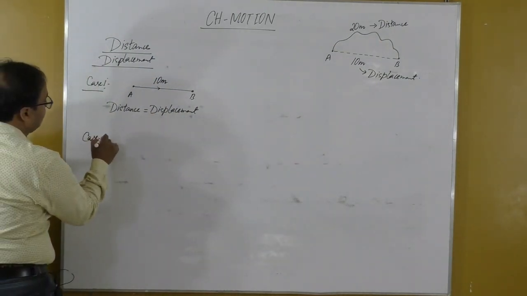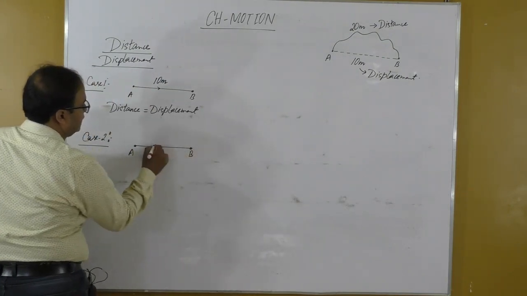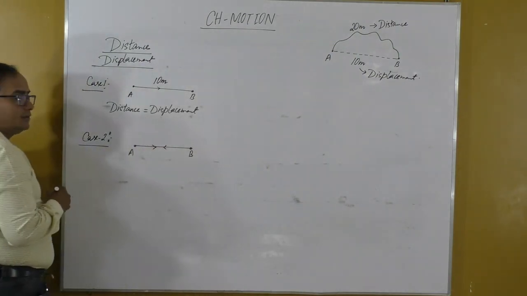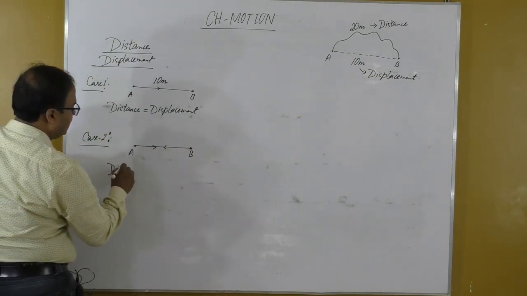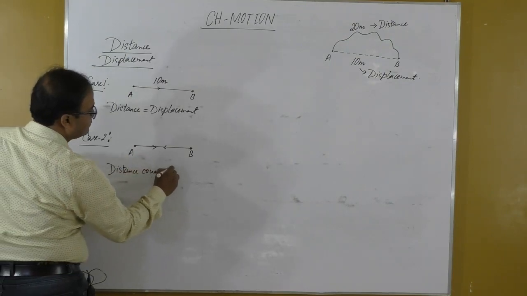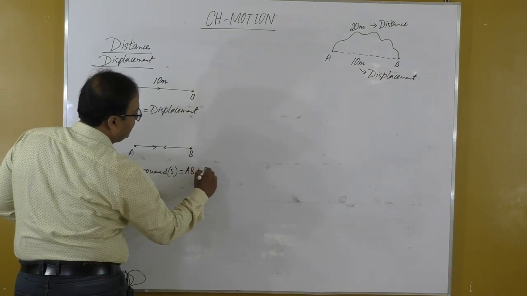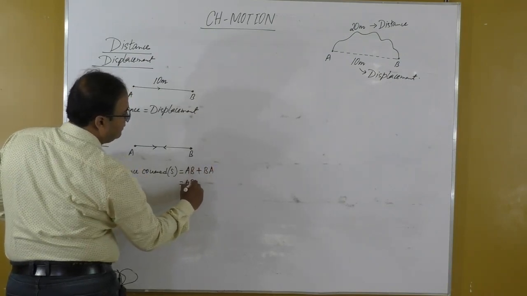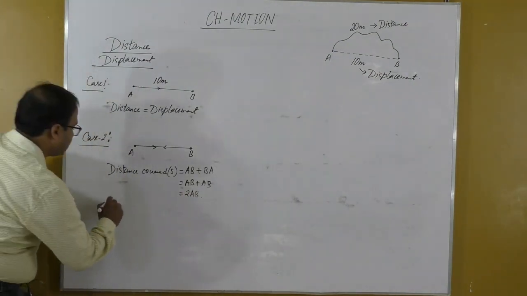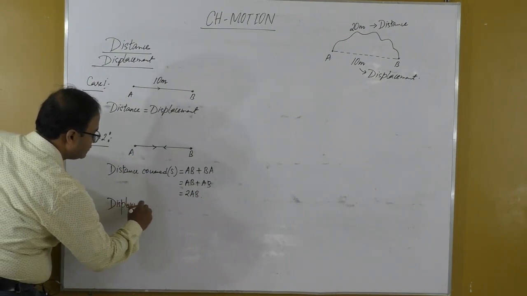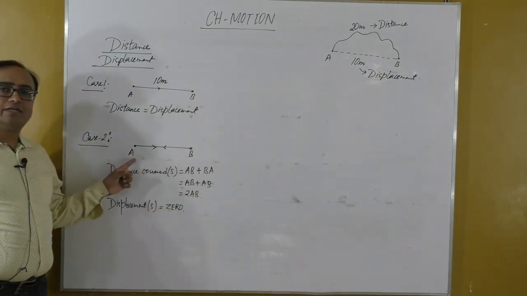Look at another case. If a body moves in a straight path from A to B and returns to position A along the same path. So started from A, ended at A. In this case, if I ask you what is the distance covered? You can write the length of AB plus the length of BA, or you can write length of AB plus AB, or it is twice AB. That is the distance covered. But if I ask you what is the displacement of the body, displacement will be 0. Why 0 displacement? Because the initial and final positions are the same.